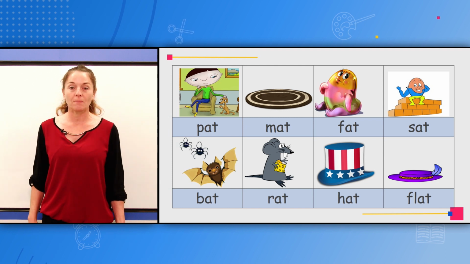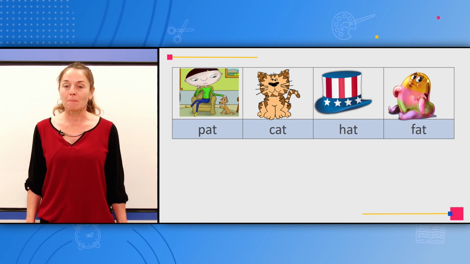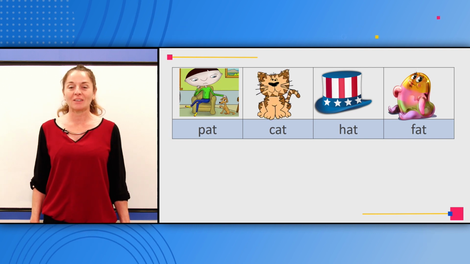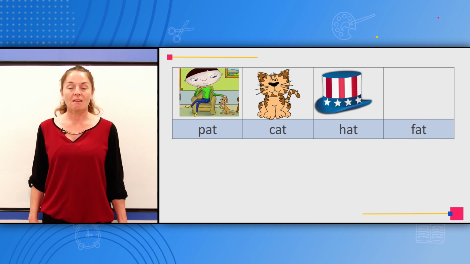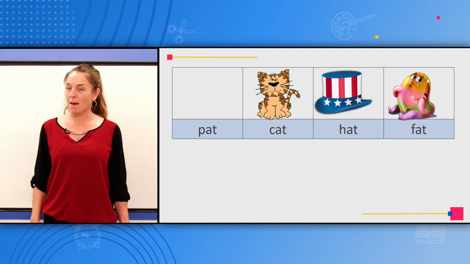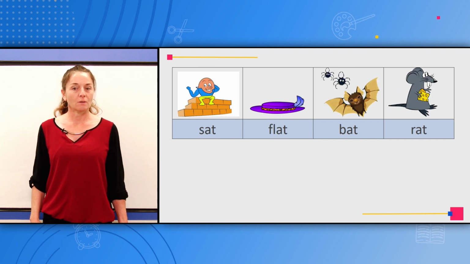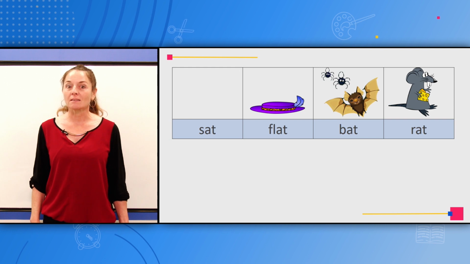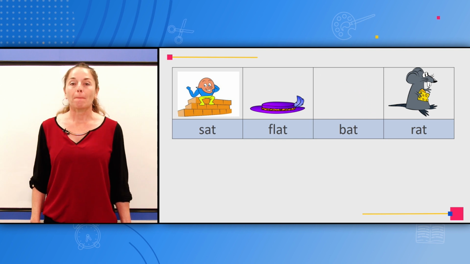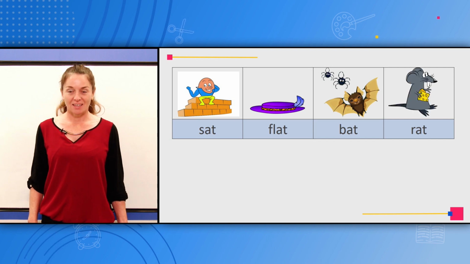You try to read them. Okay, look at the pictures. What is missing? Read the word. Cat. Very good. What's missing? Fat. Super. Read the word pat. You remember? Pat. Good. Have a look. What's missing? Read the word. Sat. Bat. Very good. What's missing? Yay.